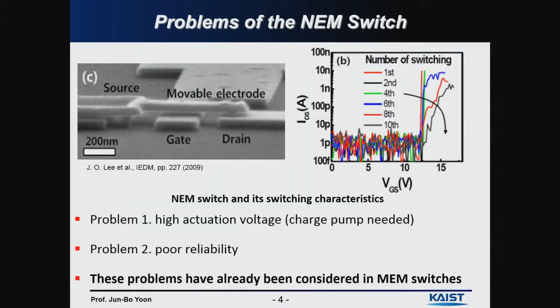So here is a 3-terminal nanoelectromechanical switch that we made in 2009. The material was titanium nitride, and even though it has a 20 nanometer gap here and a 30 to 40 nanometer gap here, still we have over 10 volt turn-on voltage. So it's very difficult to solve this high actuation voltage problem, and also the reliability. You can see that it's just 10 times.